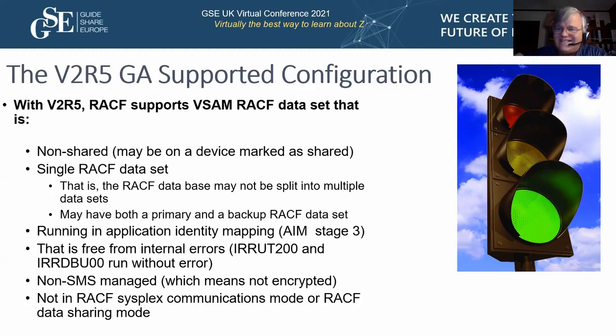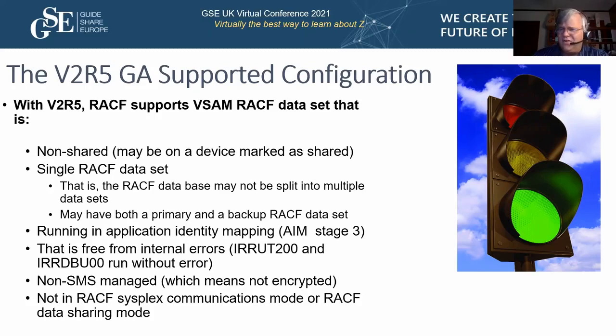Second thing, it must be a single RACF dataset. So if you have your RACF database split into three datasets, we call it a split database, you cannot use a VSAM data set as your backup right now in z/OS V2R5. So sorry about that. We understand we do need to get to that point, but we had to scope this down from our viewpoint. Your environment must be at application identity mapping, AIM, stage 3.